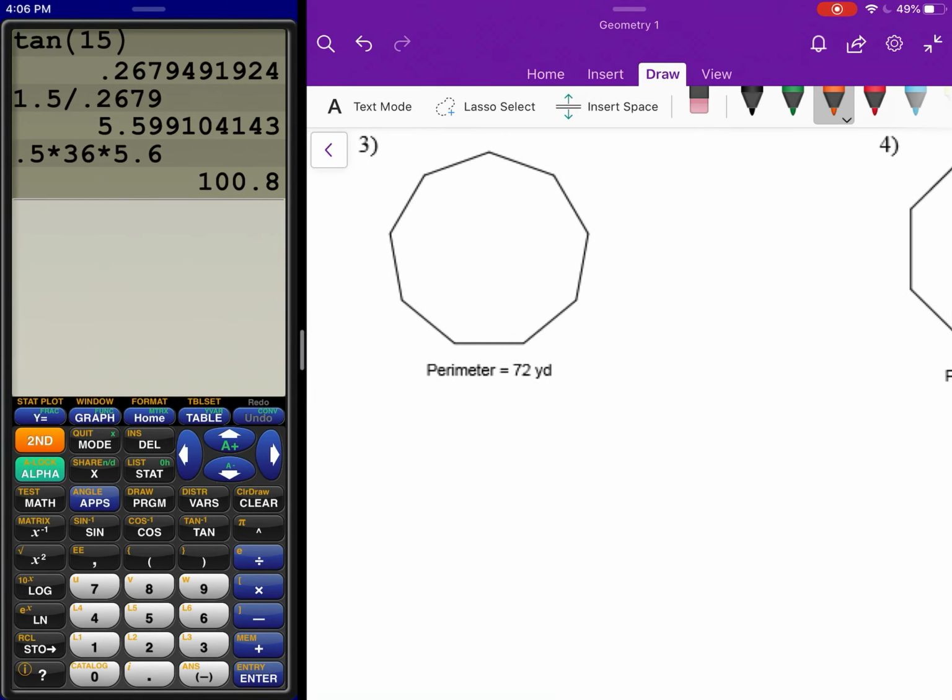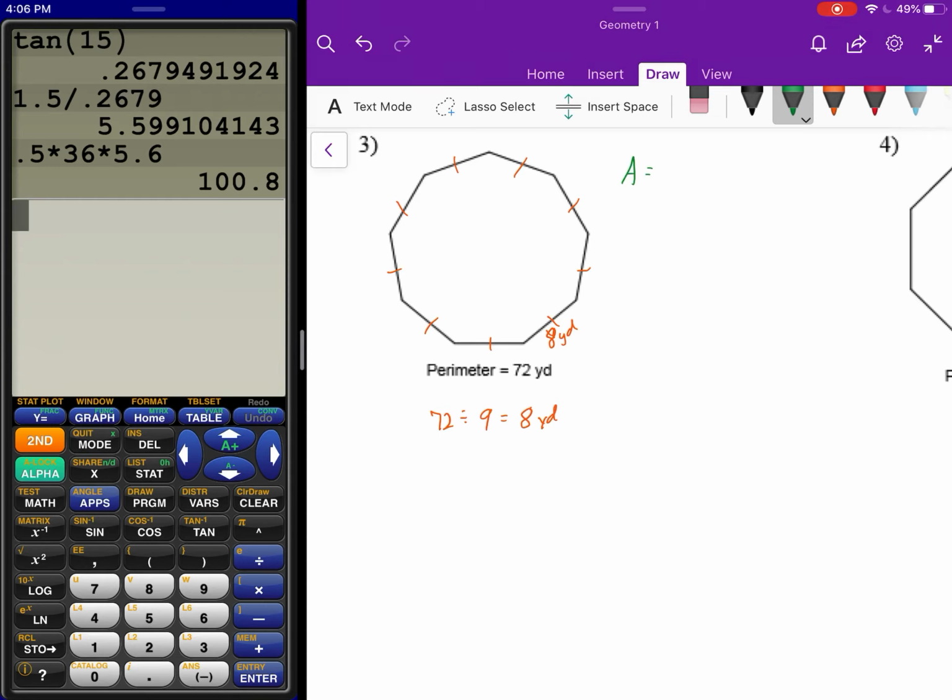Coming down to number 4, same idea. Let's see what type of shape we have here. I'm going to count these. We have 1, 2, 3, 4, 5, 6, 7, 8, 9 congruent sides. So it's a nonagon, 9 sides. Here, we're not given the side length, we're given the perimeter. Well, the perimeter is 72, and we want to divide that into 9 equal parts. 72 divided by 9 is 8, so 8 yards. Each length here is 8.